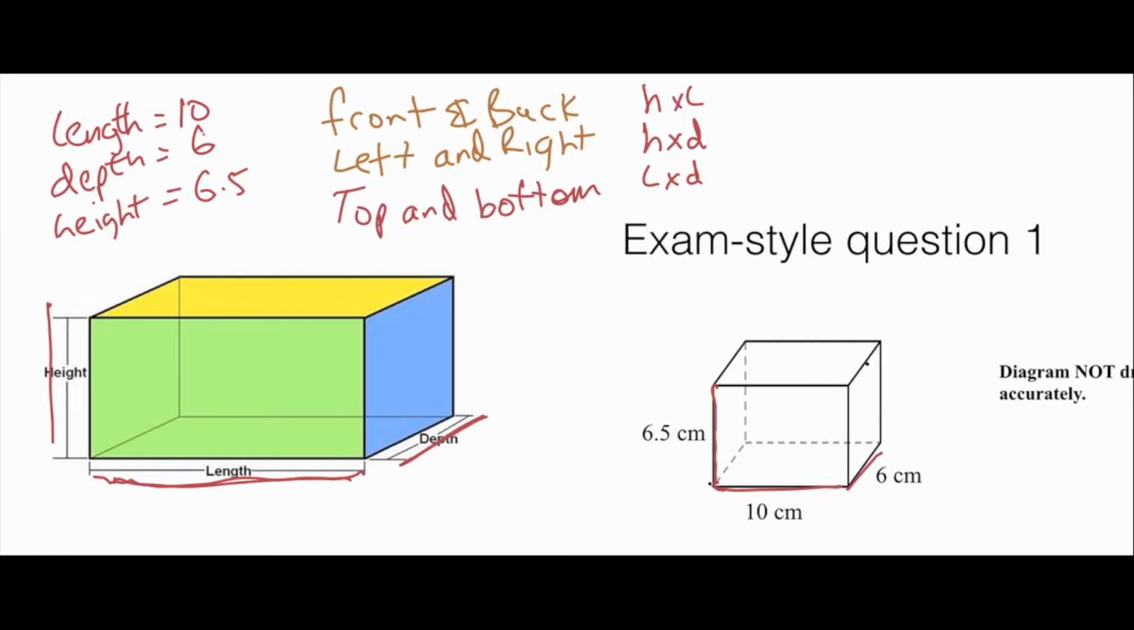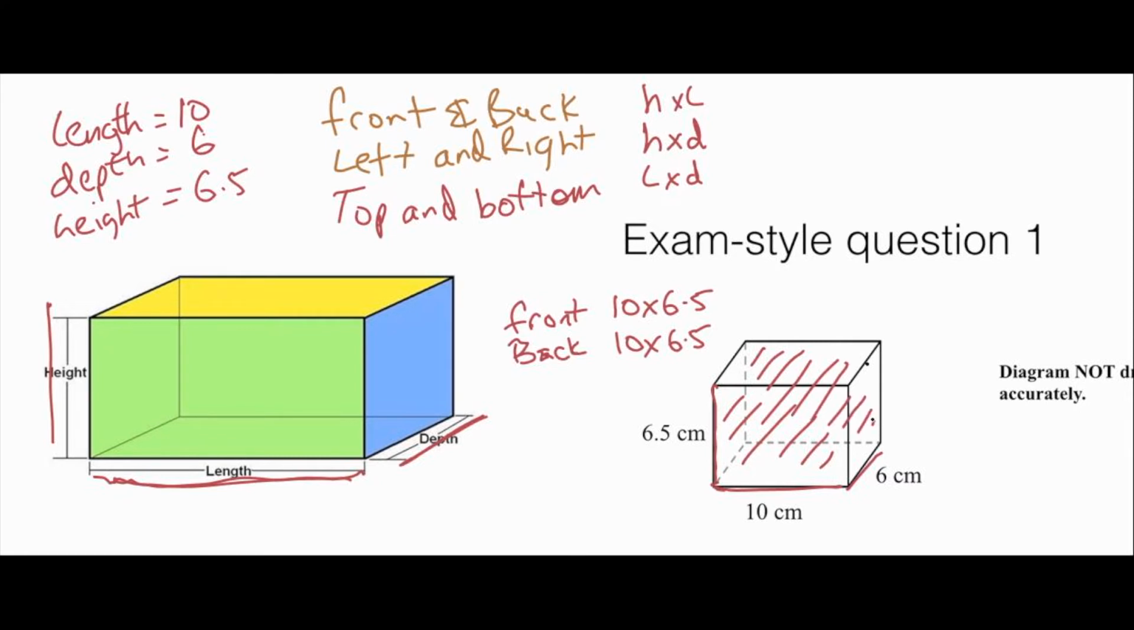Okay, so let's try and calculate this exam style question. To calculate the front, this side here, I'm going to do 10 multiplied by 6.5. 10 times 6.5. To do the back is exactly the same. 10 times 6.5. Exactly the same shape in that back side there.